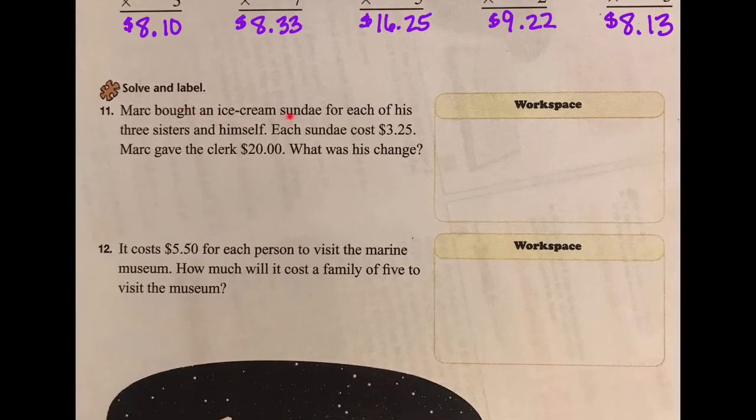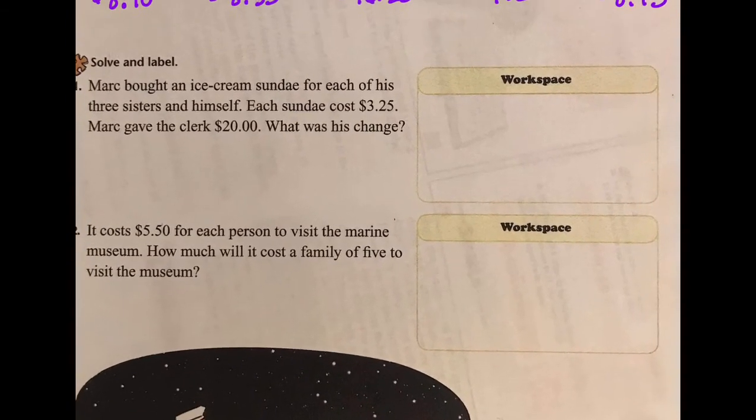Mark bought an ice cream sundae for each of his 3 sisters and himself. Each sundae cost $3.25. Mark gave the clerk $20. What was his change? So, how do you think we're going to figure this out? Well, let's think about that. First of all, imagine him going to buy this sundae. What did he have to do first? Right, he had to order the sundaes.